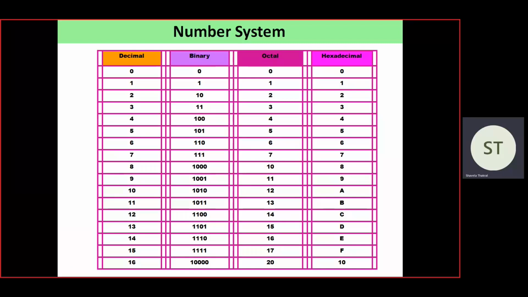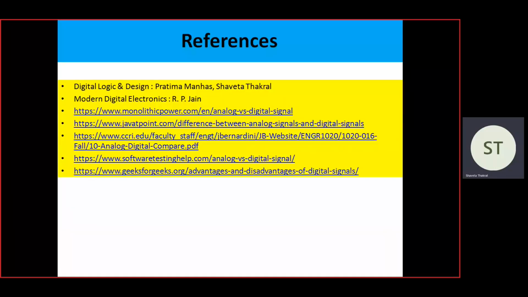We have discussed what are the various types of number system, what is the base or the radix of a number system, how we define the positional weight in a number system, and then we have discussed how to do the counting in the number system. So these are the references we have used.